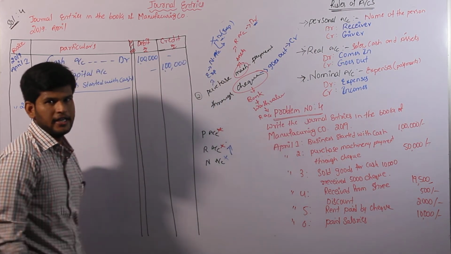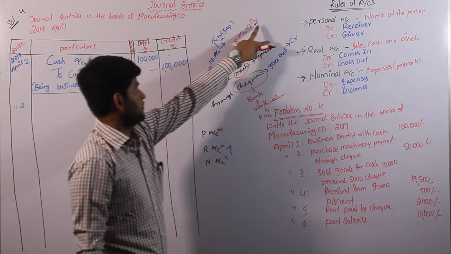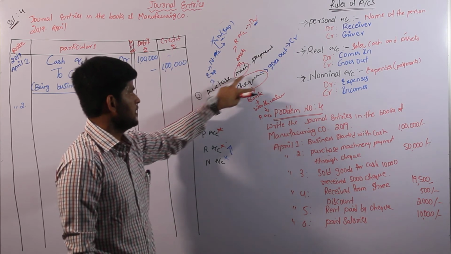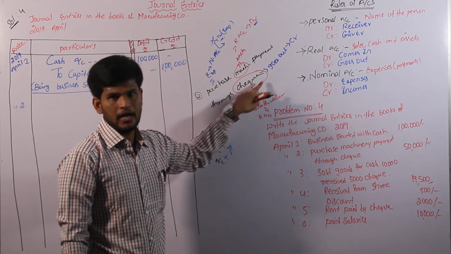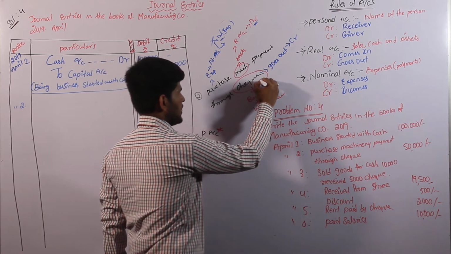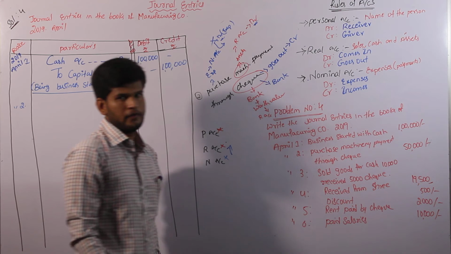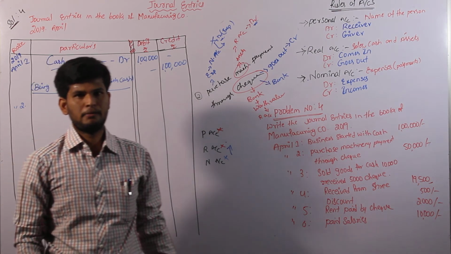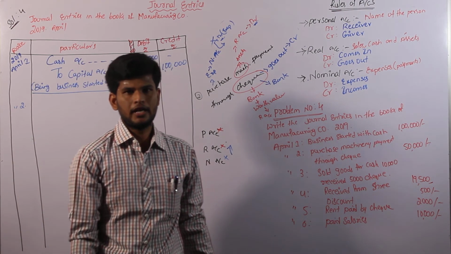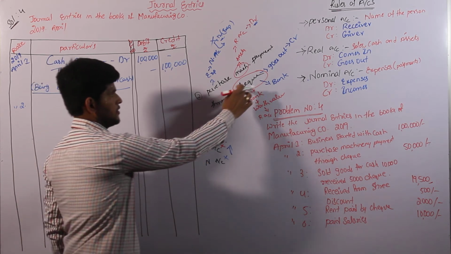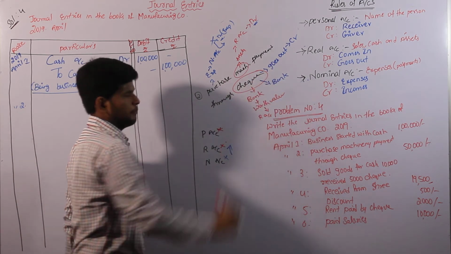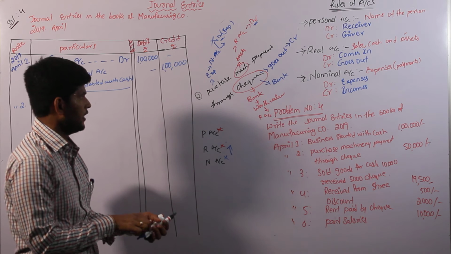So we have already identified two sides. The first one is the debit side, machinery. On the credit side, it goes out as a check. The check will be given in our transaction, and it will be converted into bank according to the rules of account. If the transaction is payment through check, the check will be converted into bank. Here we have check, and I am going to convert it into bank. Now we have to transfer the entry.